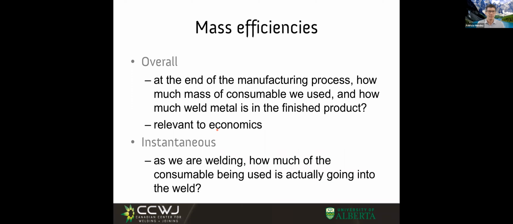So, mass efficiencies: we have the overall mass efficiency and the instantaneous. This is the equivalent of when we talked about deposition rate and the mass balance during welding, right? At the moment I'm welding, I have a balance. But if I look at my whole day, my whole shift at the shop, I have to account for other things that don't happen instantaneously, but happen at discrete events.